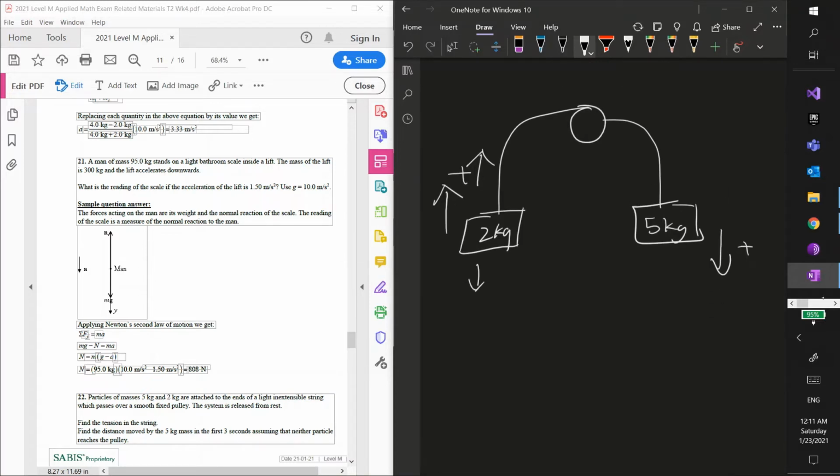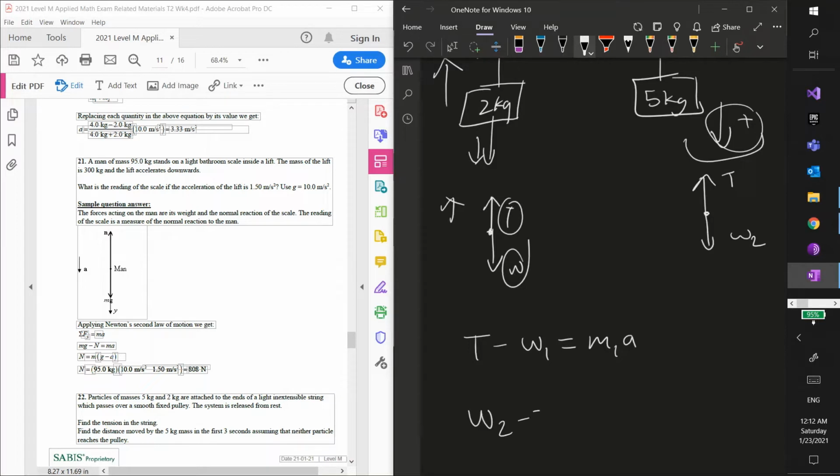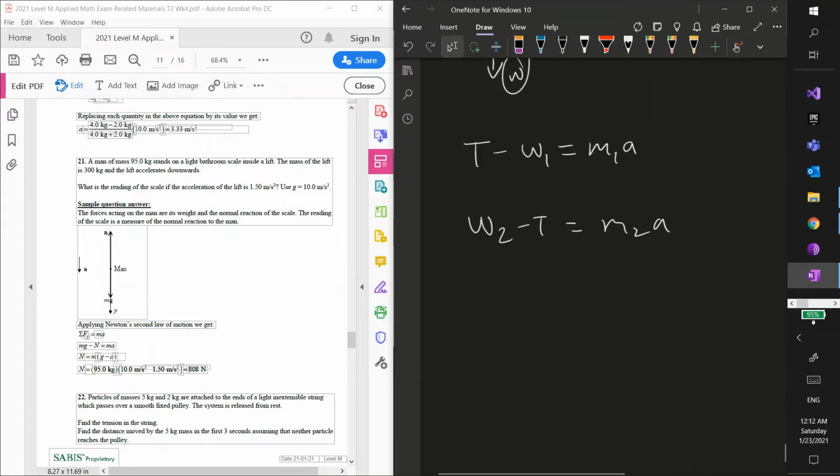Okay, so here you have the tension, you have the weight. Since it's moving upwards, tension is positive, weight is negative. So it's going to be tension minus the weight is equal to ma. Same thing here, but the weight points downwards and the motion is downwards. So the weight is the positive one here. m2a. They're telling you to find the tension.